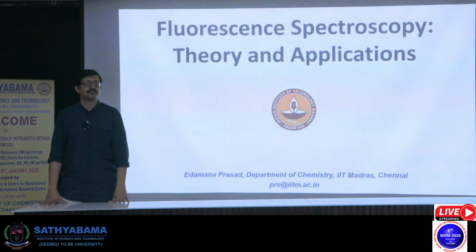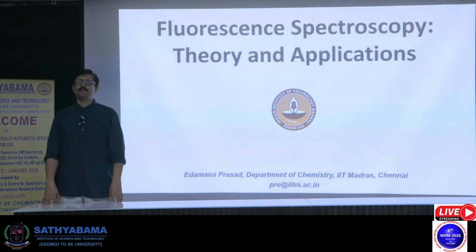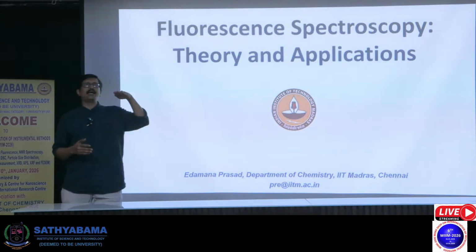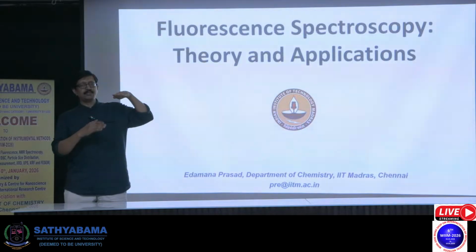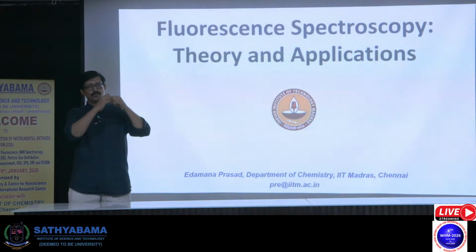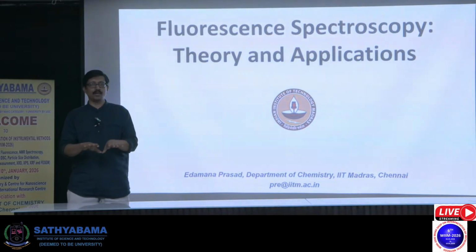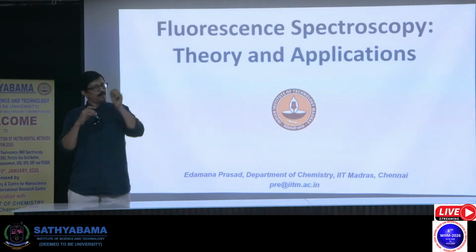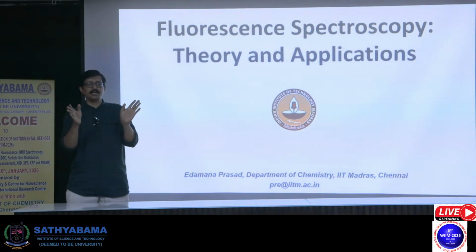Why is that intersystem crossing process happening? See, excited state is a high energy state. Any system which is at high energy tries to dissipate the energy to come to the ground state. So the system is looking for channels to dissipate energy. Intersystem crossing is one channel where the energy can be decreased. These are all happening simultaneously.